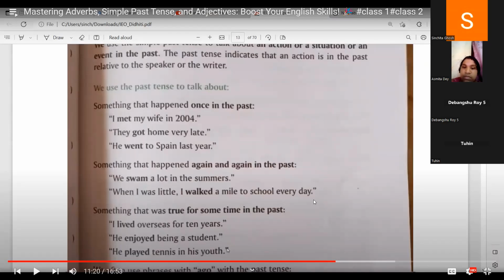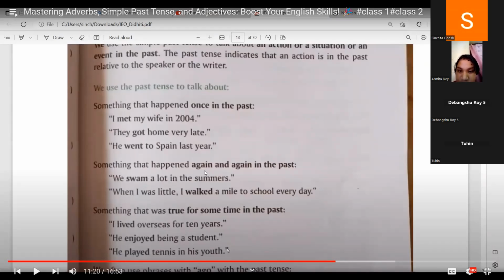Then, when I was little, I walked a mile to school every day. When I was little, I used to walk, but I am not still walking to my school. So it has already happened and it has ended in the past. So this is called simple past tense. Is it clear to Ashmita, Tuhin and Debangshu? Yes, ma'am. Now Ashmita, can you give me your own example on this?